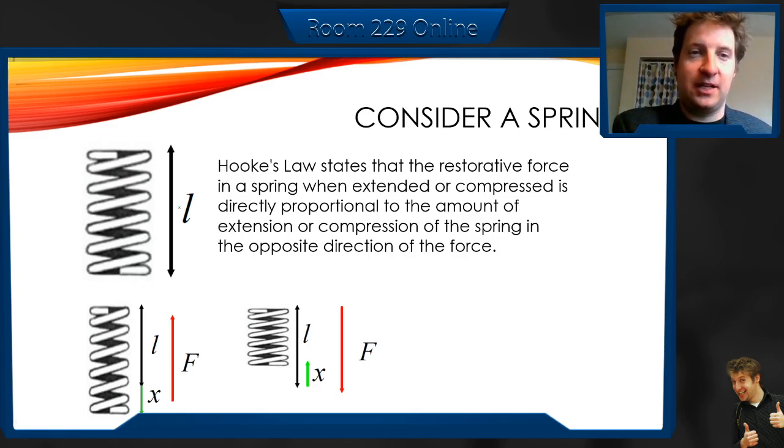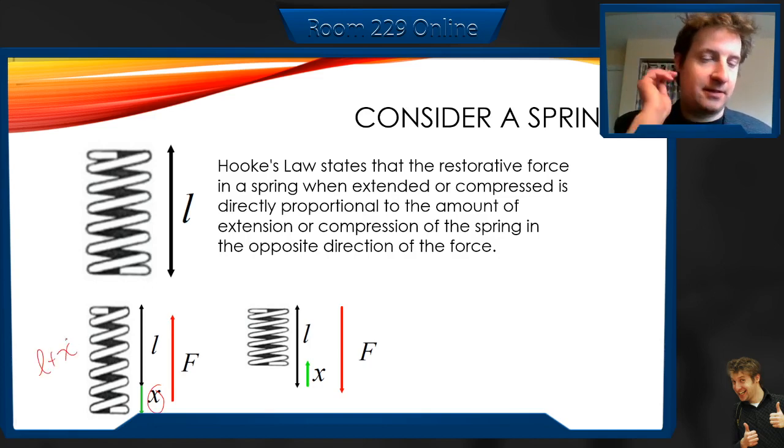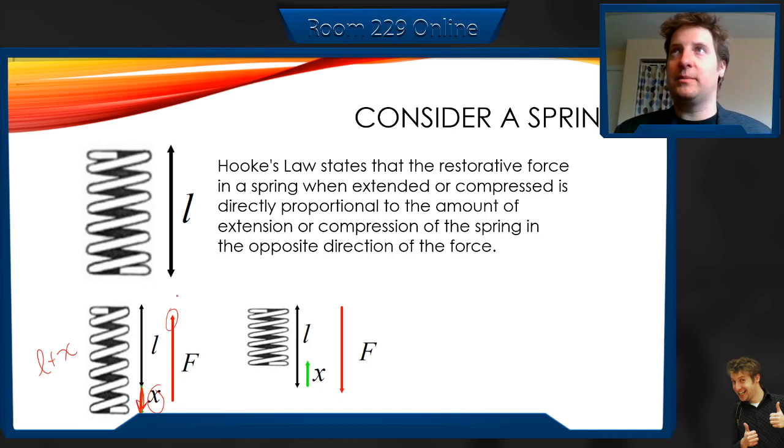So here's my spring. It has a length L, and I'm going to extend it by X. So this full length is L plus X, right? Because I've extended in this direction, I have an opposite force pulling it back into its equilibrium position. We have an equilibrium position, it wants to get back to equilibrium. In the same way, if I compress it, the force is in the opposite direction. It pushes it the other way. Okay, so Hooke's law allows us to quantify this restoration force, this ability to go back to an equilibrium position.